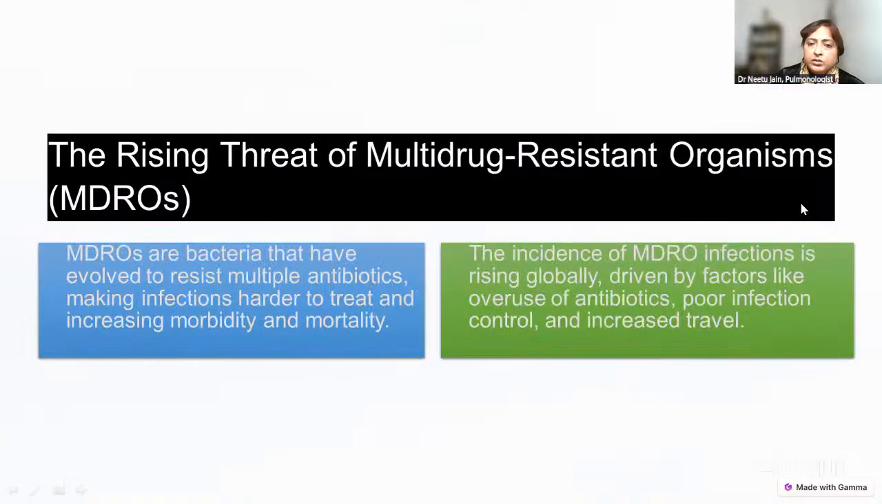These organisms are resistant to many antibiotics, multiple antibiotics, and make infection hard to treat. And incidence is increasing globally because of overuse of antibiotics, poor infection control, and also increased travel. Even in my country we are traveling and we are getting a lot of infection from all over the world. Take the example of HIV or even COVID.